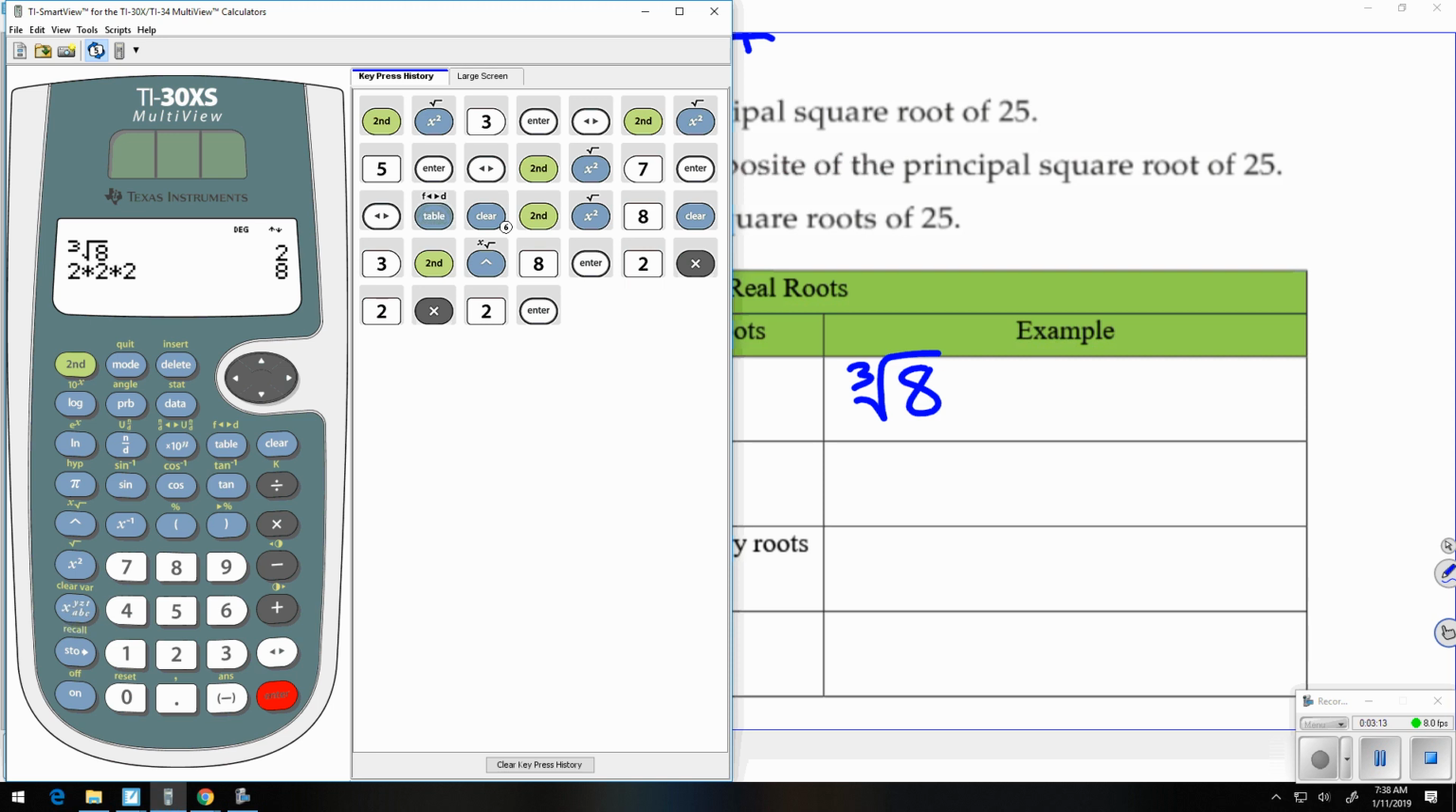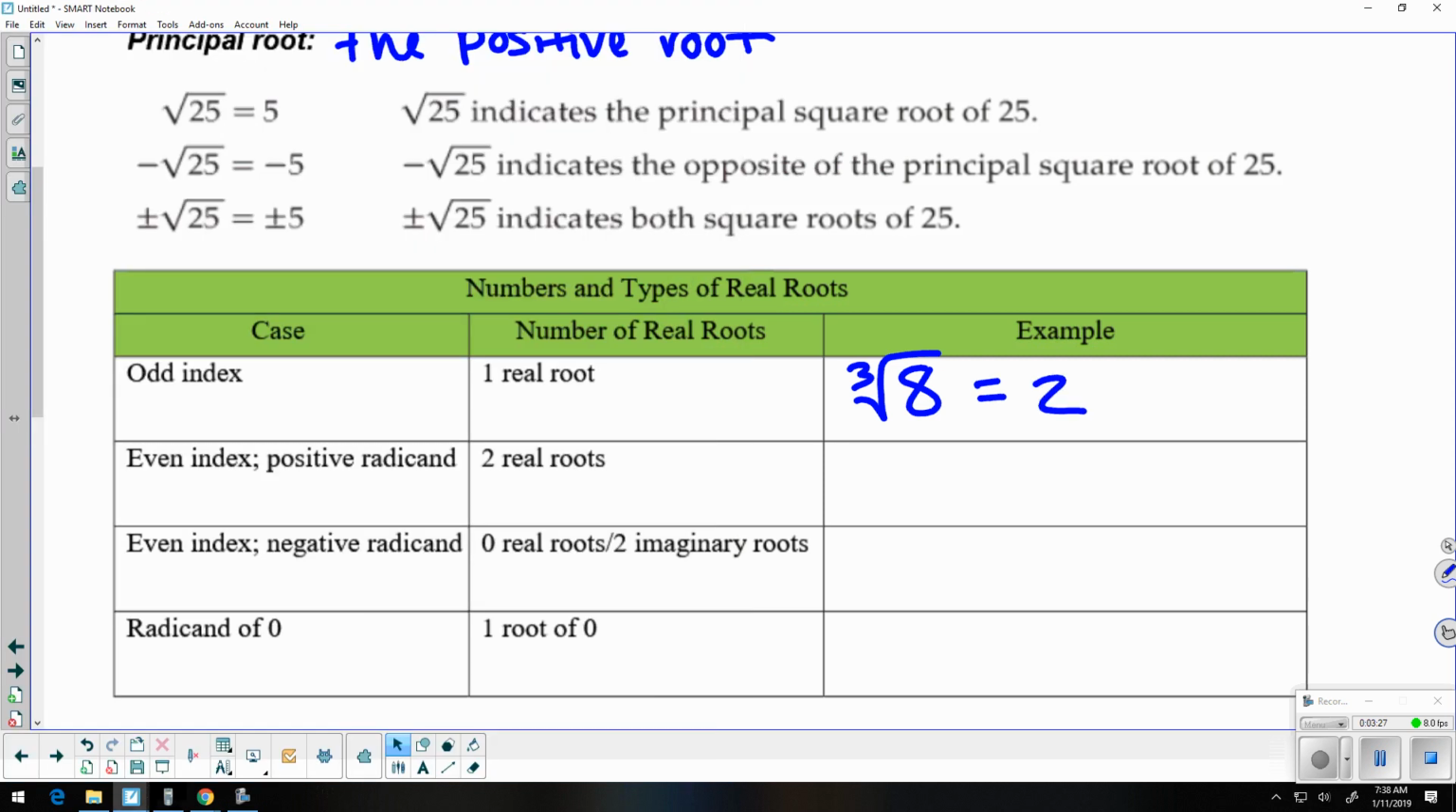Okay, so when you're taking a square root, the question is, well, what number times itself is going to be that number as your radicand? But this time, since the cubic root, what number times itself 3 times is going to be your radicand, and that again would just be 2. But like we said, if you have an odd index, you're only going to have one real root. That root's going to be positive 2.